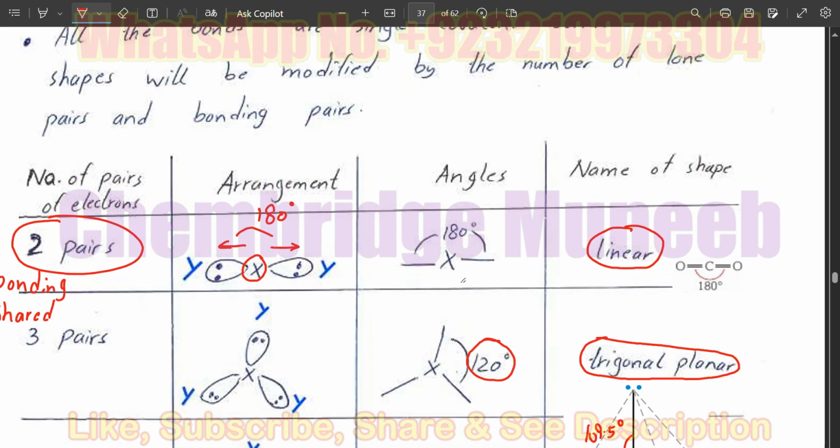One such example of this linear molecule is carbon dioxide, CO2. In CO2, we have carbon bonded through a double bond with oxygen on one side and another double covalent bond with another oxygen on the other side. So here there is an angle of 180 degrees between them.